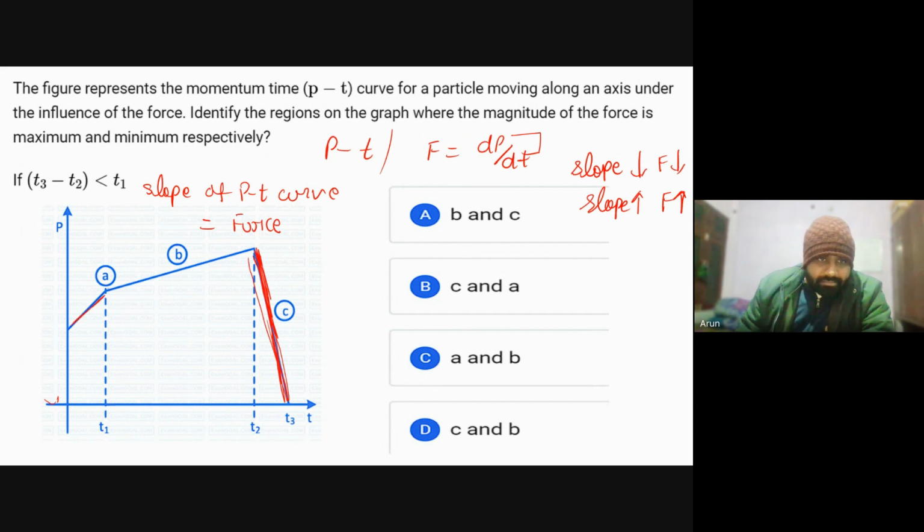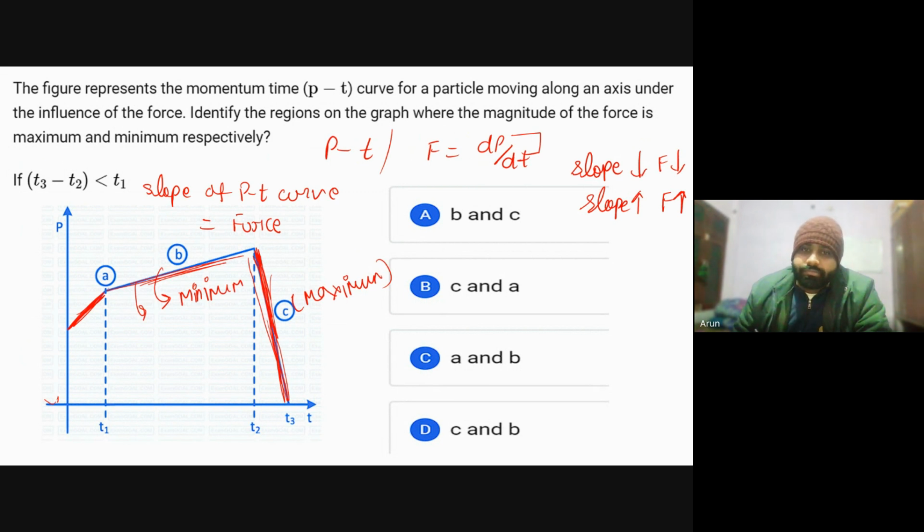And this value is greater than this value, which means the slope of B is the minimum and the slope of C is the maximum. So maximum slope you can see at point C. This line has the maximum slope and this line B has the minimum slope. Option maximum we have C and minimum we have B.